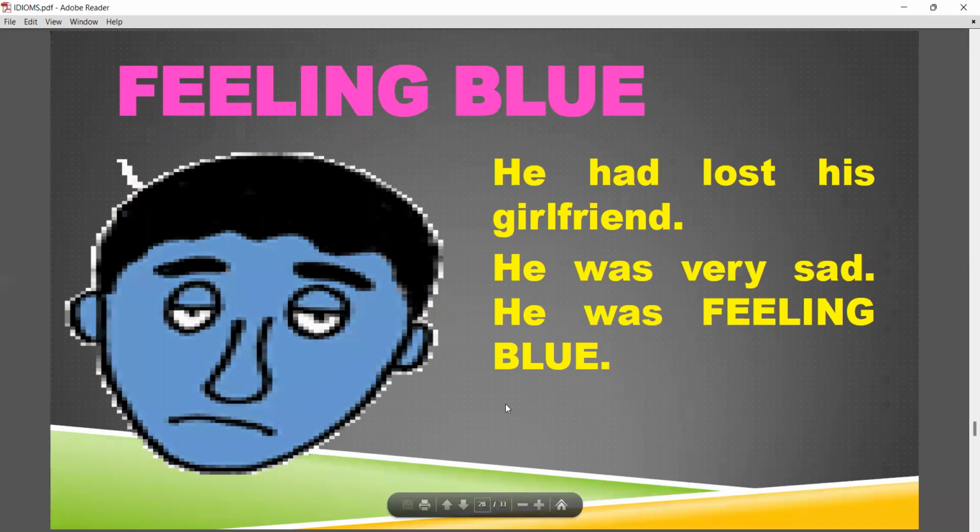Next, feeling blue. Feeling blue is actually being depressed, being sad. So he has lost his girlfriend, he was very sad, he was feeling blue. It's not a kind of song, feeling blue. Feeling blue is a kind of suppressed, neela pad gaya. It's being depressed, being sad. That's how it is.